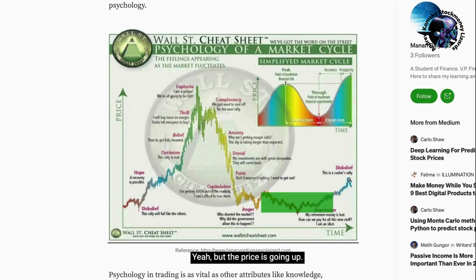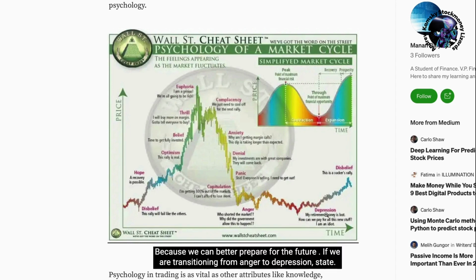Yeah, but the price is going up, it's going back down, it's going to make new lows, it's going to hit 10, 12K, it's going down. I mean, we've had all these before, and technically they can be right. However, they can also be wrong. So we'll keep an eye on this. It's important to track the psychology of a cycle because we can better prepare for the future.